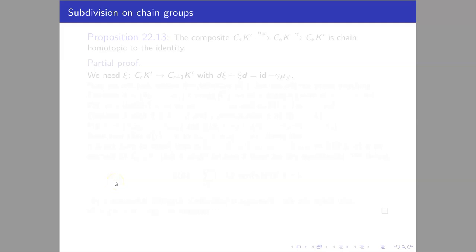So on the last slide, we proved that if we do gamma and then mu hash, we just get the identity map of C star k. Now we want to consider what happens if we do the composite the other way around, if we do mu hash and then we do gamma. Unfortunately, that's not just equal to the identity on C star k prime, but it is chain homotopic to the identity. And we proved earlier that if you've got two chain maps that are chain homotopic, then they have the same effect in homology, and that's going to be the key thing that we need here.